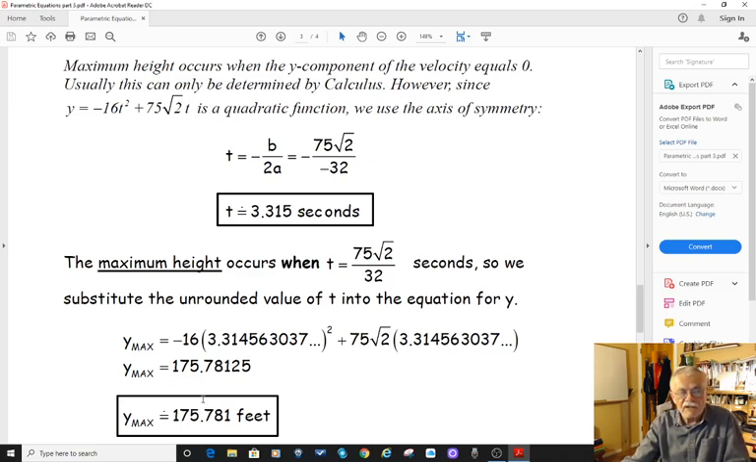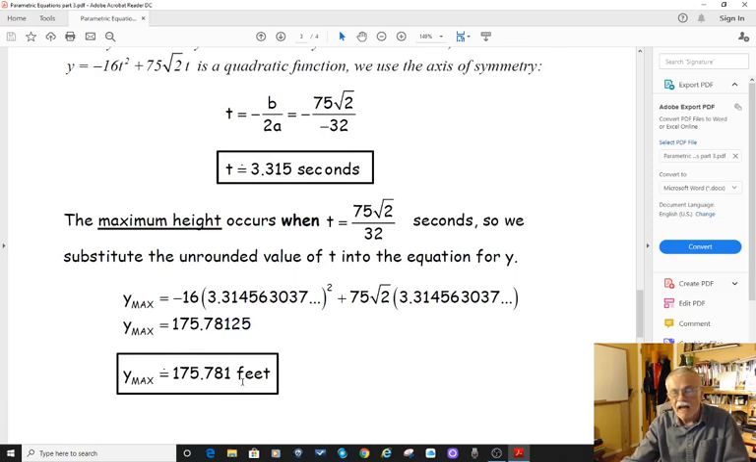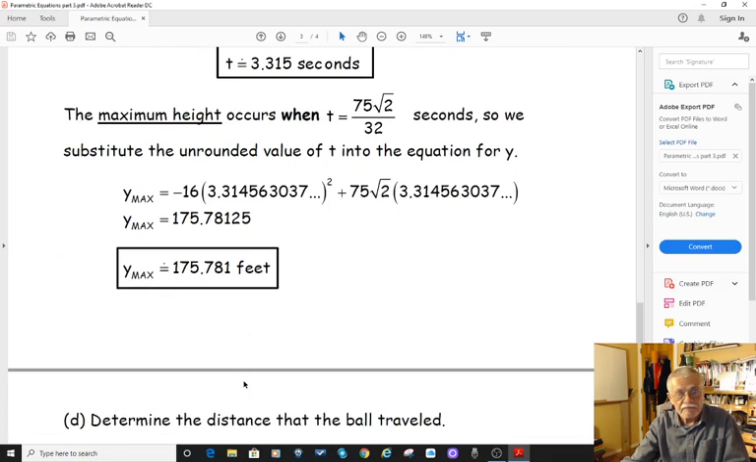We're going to get 175.78125, round to 3 decimal places, so 175.781 feet, because a y value is a distance. The distance here, according to the units, is measured in feet. Time is in seconds, distance is in feet. So that would be the maximum height the golf ball will reach.